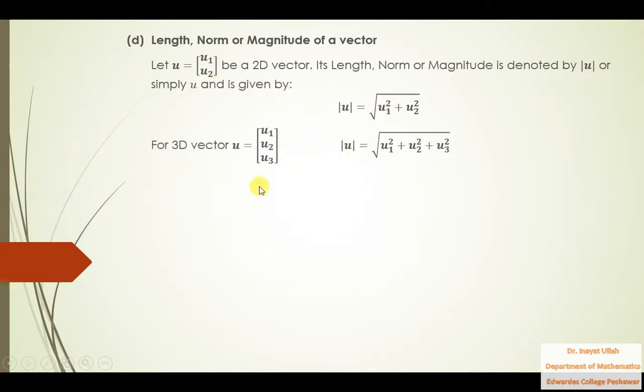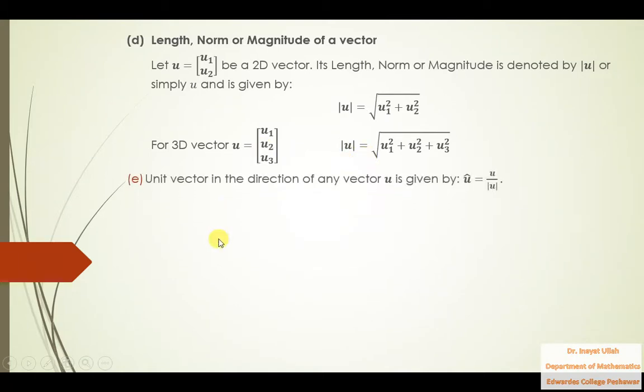For a 3D vector, if you are given a 3D vector whose components are u1, u2, u3, its magnitude or norm or length will be equal to the square root of u1 square plus u2 square plus u3 square. So that is very simple to obtain.